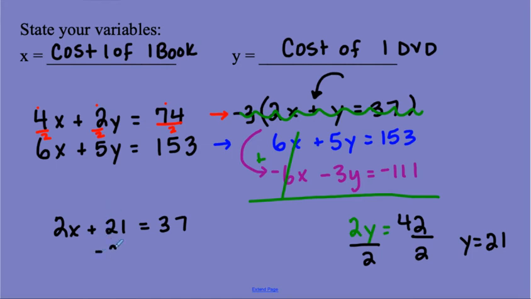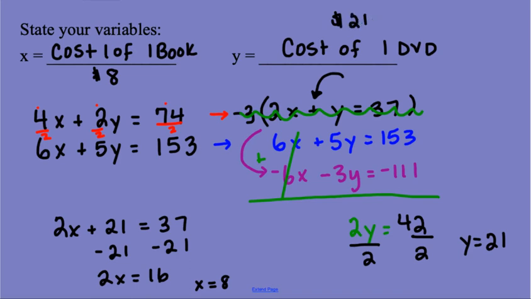All right, so now I'm going to subtract 21. So I get 2x equals 16, and so x equals 8. So the cost of one book is $8. I want to answer the question: the cost of one DVD is $21.